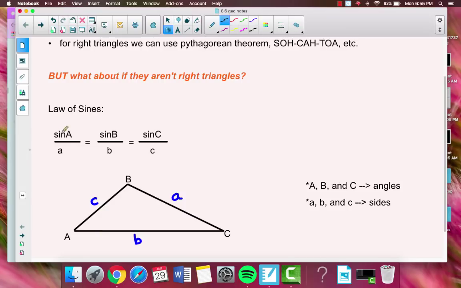Okay, so the one unique thing about law of sines is even though we have three fractions here, when you're actually using the law of sines, you're only going to ever use two at a time because you want to think of it as a proportion. So you only want two things so that you can cross multiply.